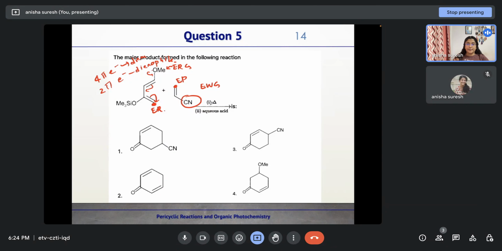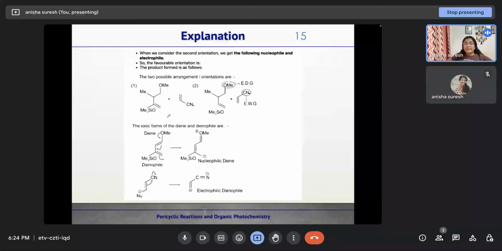We will see the mechanism in detail. As we have discussed, two possible orientations or arrangements are possible. The diene and dienophile can be oriented in this fashion or in this fashion. This is the electron donating group and this is the electron withdrawing group. So this center will be electron poor and this center will be electron rich. These centers will react and we will get the product from this orientation. This orientation will not give any desired product.